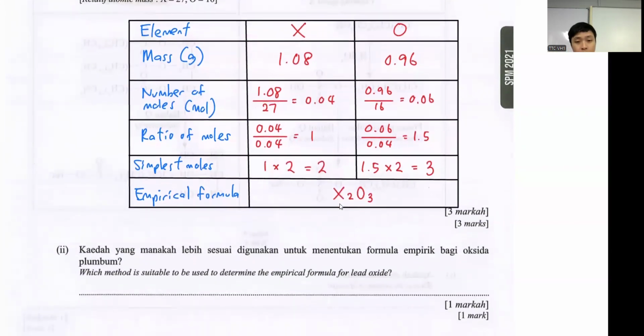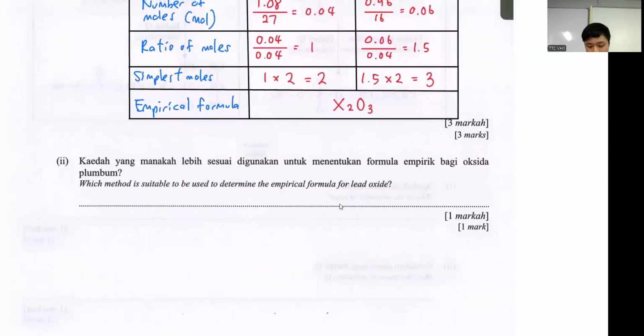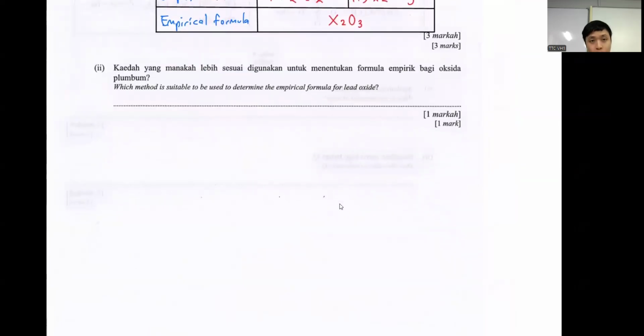Which method is suitable to be used to determine the empirical formula for lead oxide? I write for you, in case you still don't know which one is which. Based on the reactivity of metal.